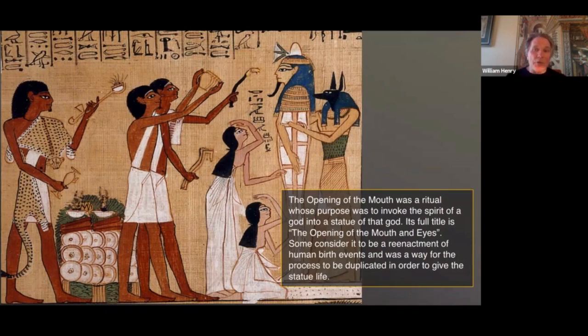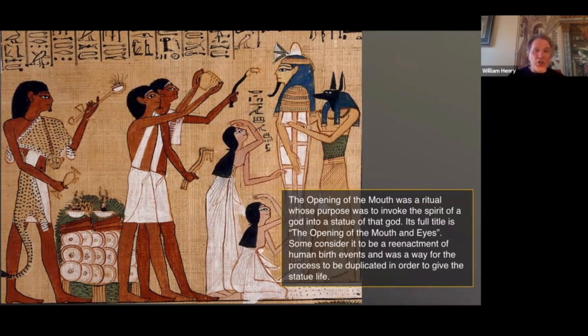The opening of the mouth was a ritual whose purpose was to invoke the spirit of a god into a statue of that god. Copy, paste. From one state of being into another. Its full title is The Opening of the Mouth and Eyes, and some consider it to be a reenactment of human birth events and a way for the process to be duplicated in order to give the statue life.